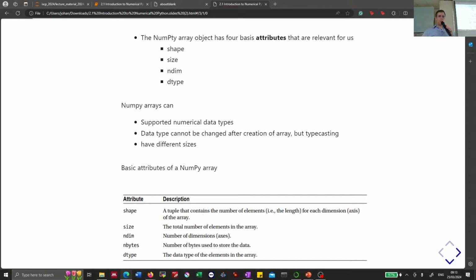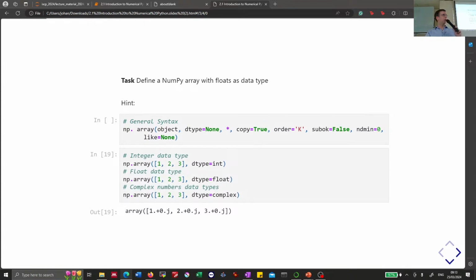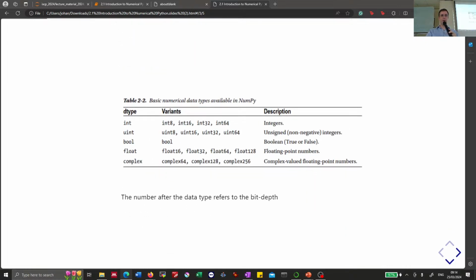Here, right, so in this table, for example, I give you the attribute and the description, and you know that you can apply them to numpy array objects. We actually also looked into the different shapes and ranks a numpy array can have. We looked into the data types, so we have integer arrays, float arrays, and complex arrays.